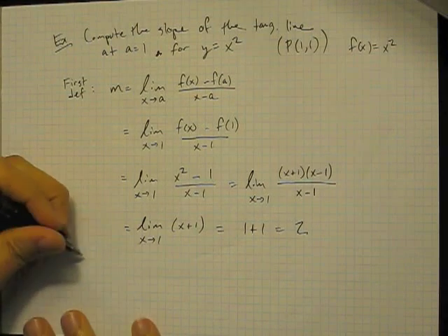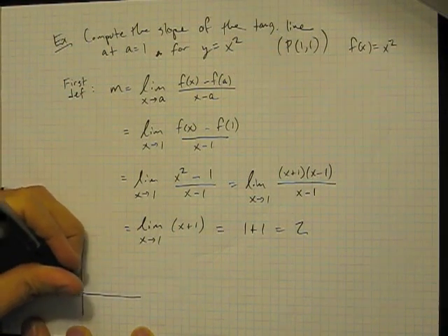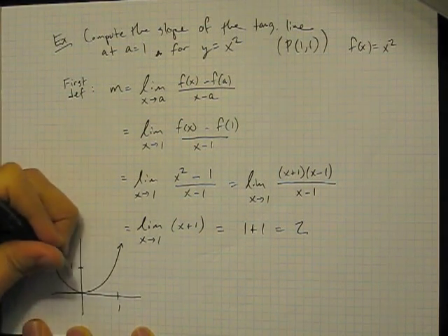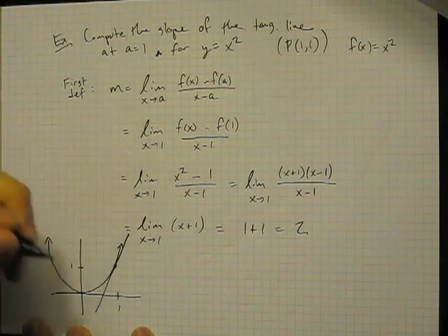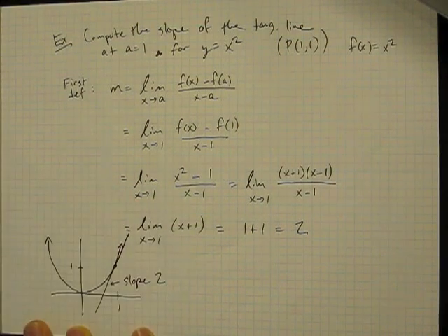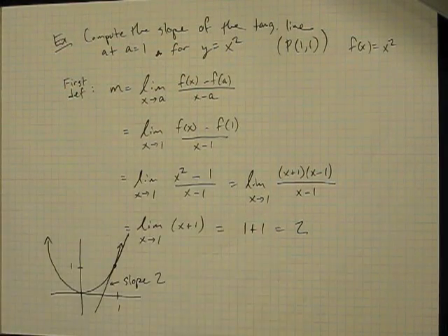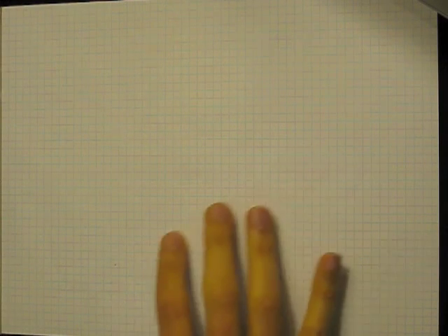And indeed, if you drew the graph of this function, x squared looks something like that. Here's 1, here's 1, here's the point 1, 1. This line right here will have slope 2. Okay, so that's an example using the first definition, this definition right there. So let's go through another example where we use the second definition.